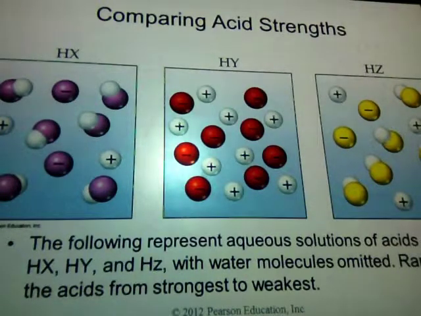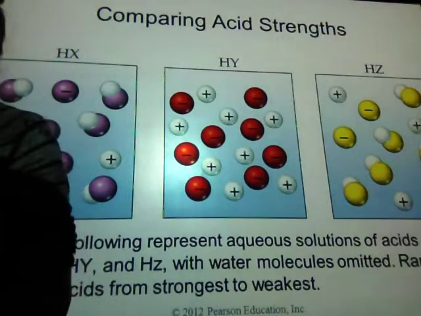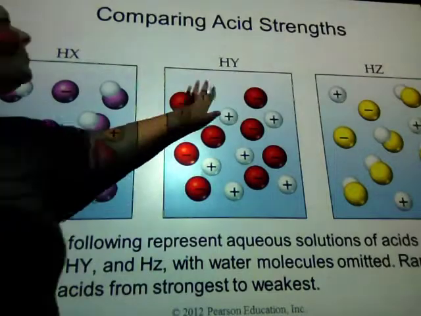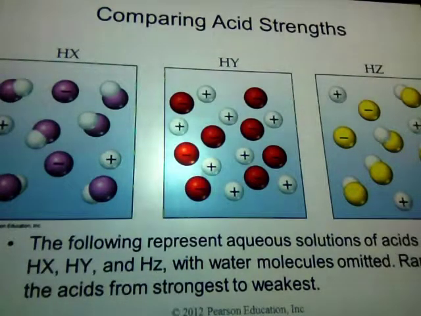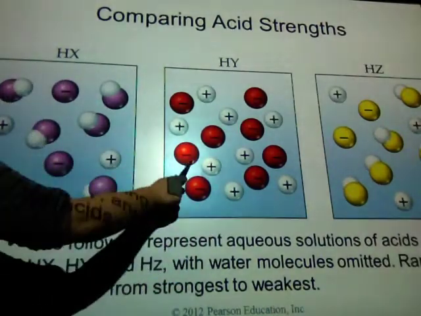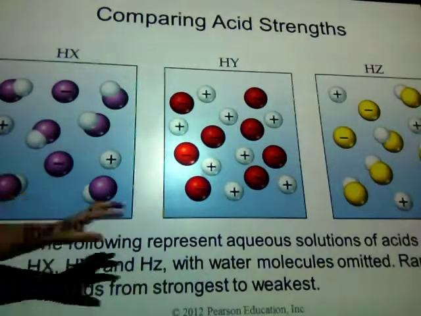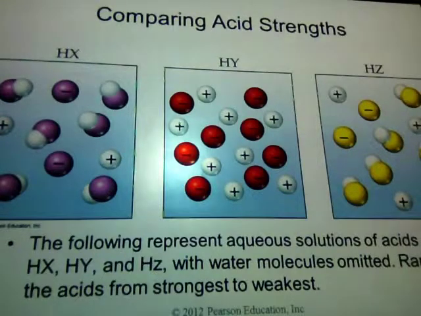Okay, so if you said that the strongest acid was HY, you would be correct. HY is your strongest acid. Why would HY be the strongest acid? Because it's completely dissociated into its ions. Reactivity or strength of an acid is all about how many ions are present in that solution. So HY has the most ions of the 3 that I gave you. Because HY is completely dissociated, it has to be the strongest acid, because we know that strong acids completely dissociate. Weak acids only partially dissociate. So for a strong acid, I have a full dissociation here. So HY is the strongest.